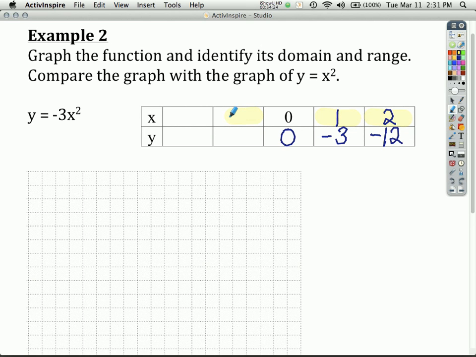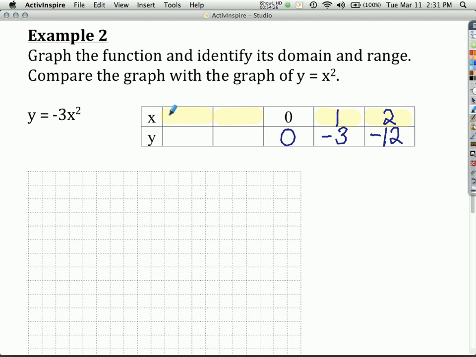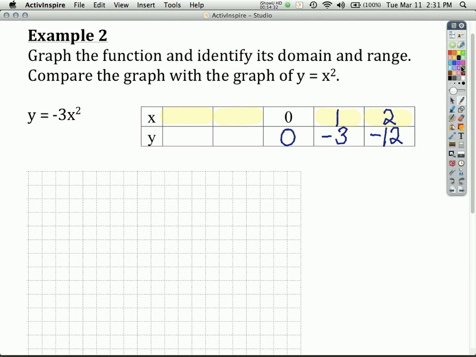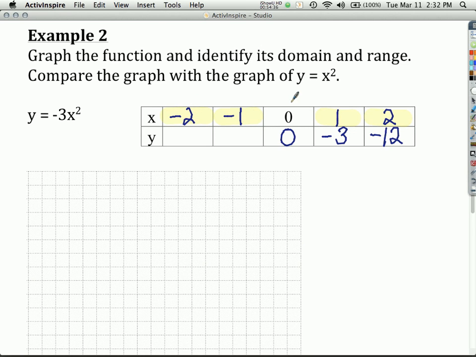What should we put here and here? Caleb? Negative 1, negative 2. We want to mirror. What will this value be? Kadir? Negative 3, it will be the exact same as this. What will this value be? Edgar? Negative 12, it will mirror this.